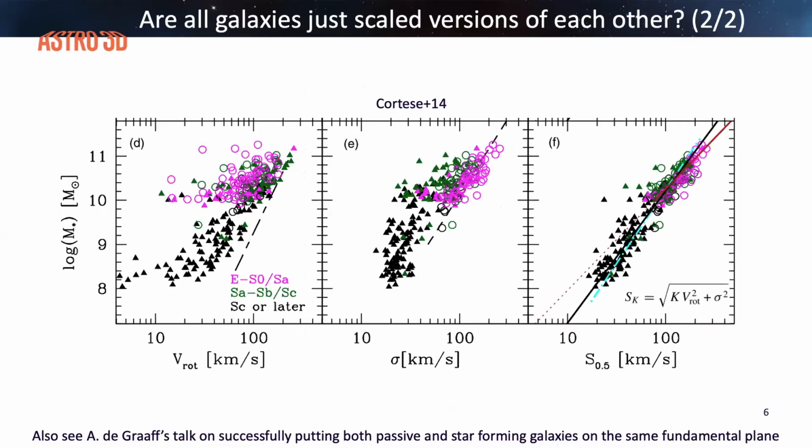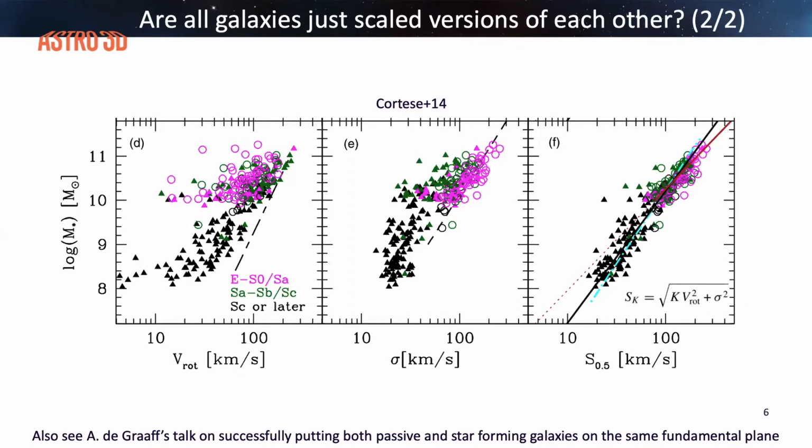Here I'm showing work by Cortese et al. in 2014, basically looking at the Tully-Fisher relation, and I apologize, it's not V_C, it's V_rot. I know better. And then we have the Faber-Jackson relation, and we can see that the different galaxy morphologies, with the different symbol colors and symbol types, lie very differently in these parameter spaces.